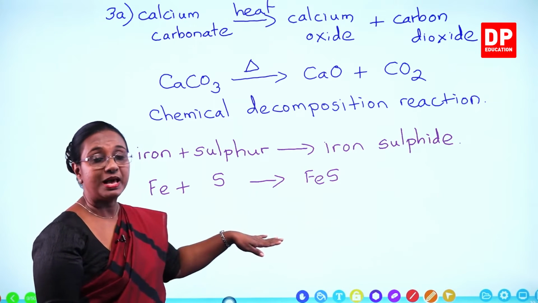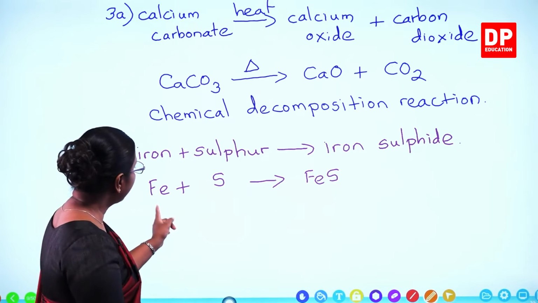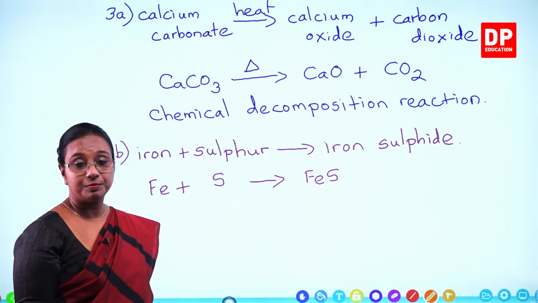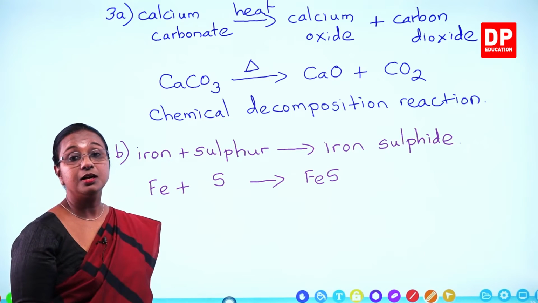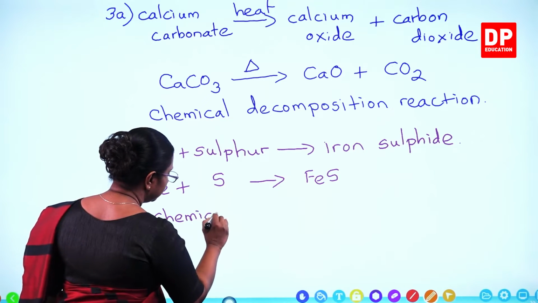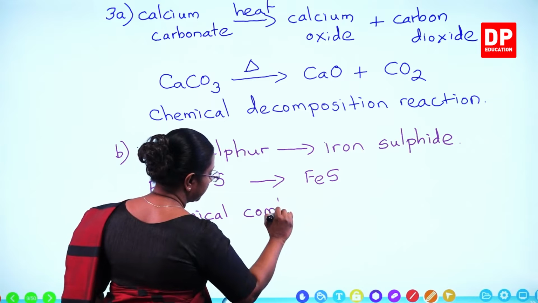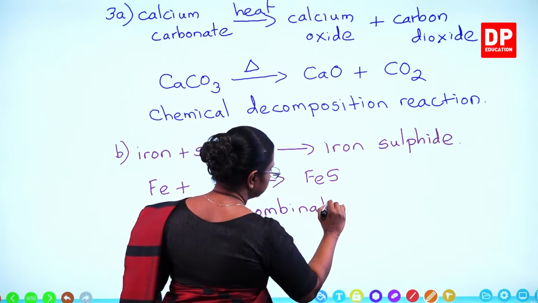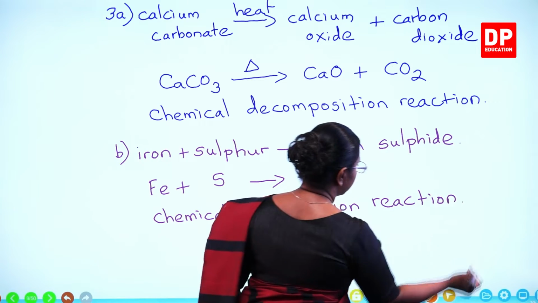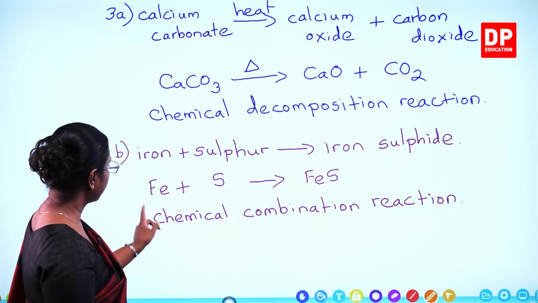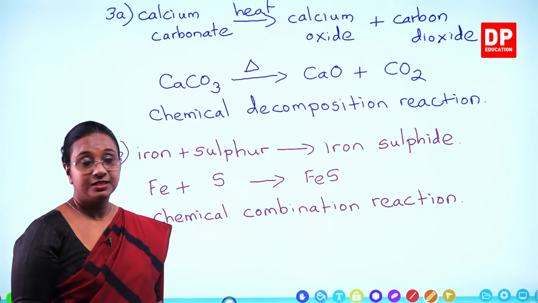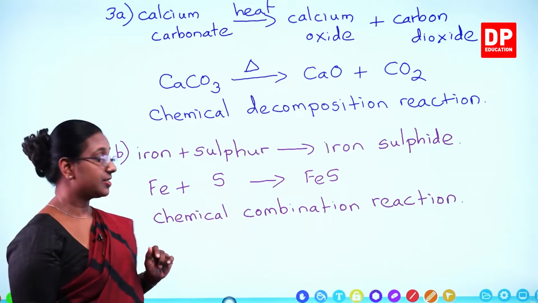So if you look at the atoms, Fe 1, Fe 1, sulfur 1, sulfur 1. So there's no need to balance. It's already balanced. What type of a reaction is this? 2 elements combine and form a compound. So it is a chemical combination reaction. Iron plus sulfur giving rise to iron sulfide, FeS. So with that, I will move on to the next one.